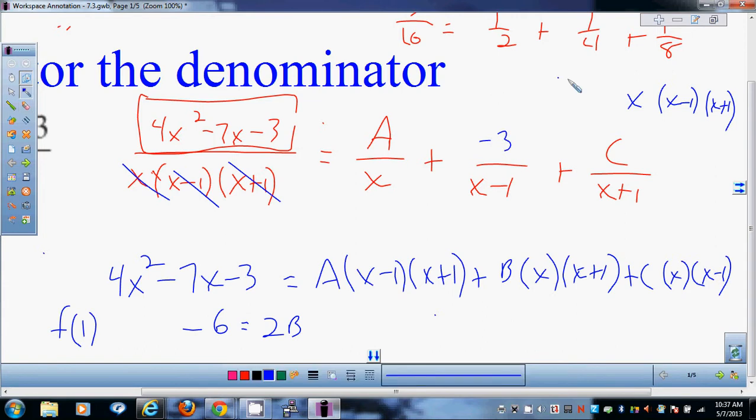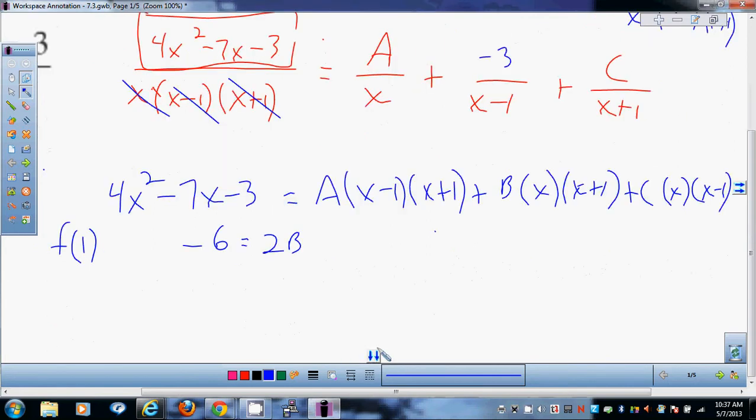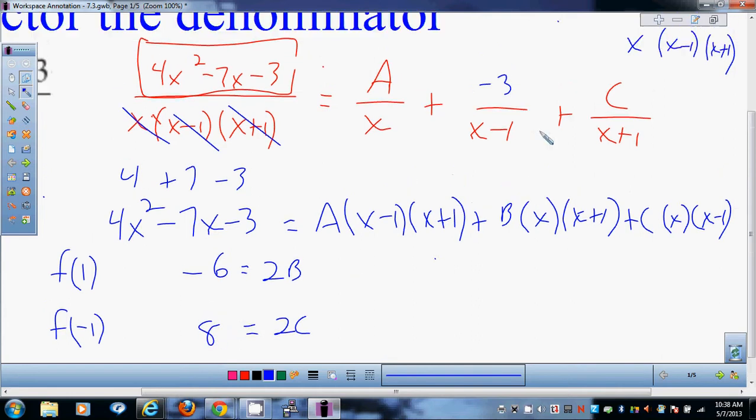And you're going to solve for each letter individually. What's a number I can plug in to make this part go away? Negative 1. F of negative 1. Let's see. That's going to be poof, poof. And what's this going to be? Negative 2, negative 1, so positive 2c. And then that'll be a positive 4 plus 7 minus 3. So 8, divide, and what is c? 4. C is 4.